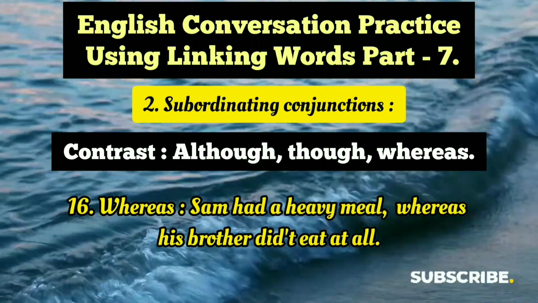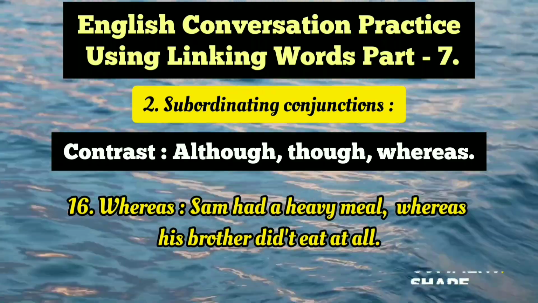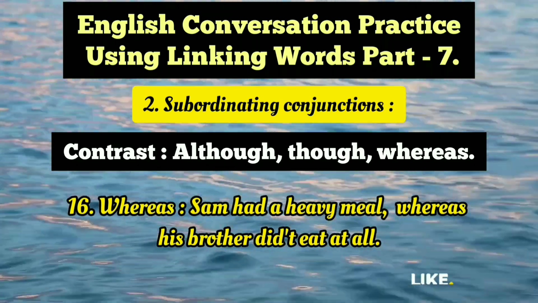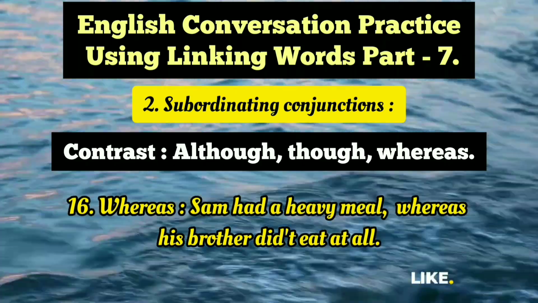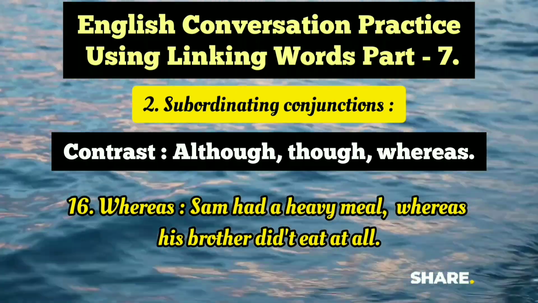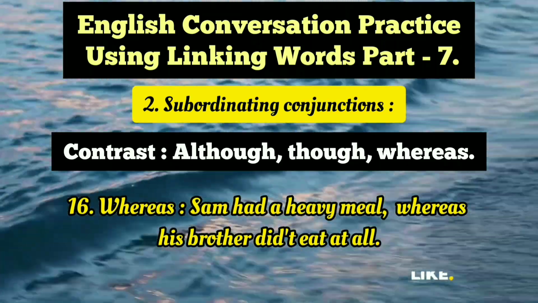Sam had a heavy meal whereas his brother didn't eat at all. So you see the contrast again here. Sam had a heavy meal. This is one part of the sentence. That means he ate a lot, whereas I'm giving the next part and showing the contrast. His brother didn't eat at all. Here also I'm talking about a contrast.